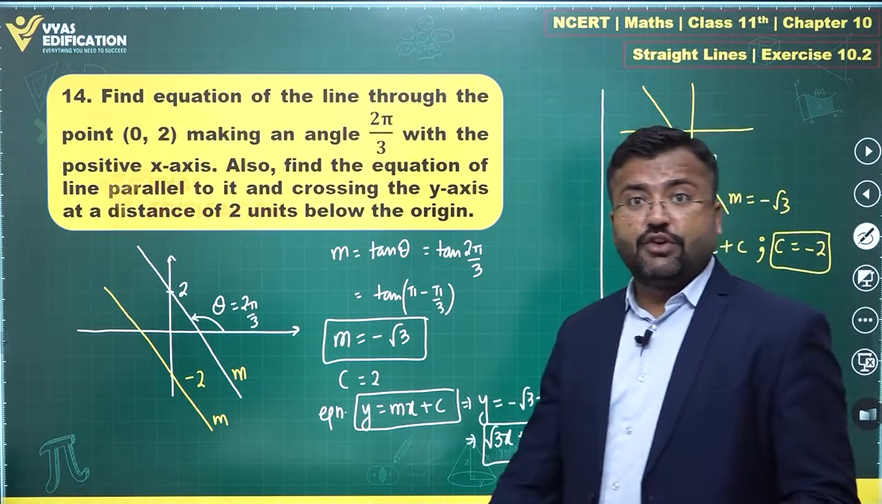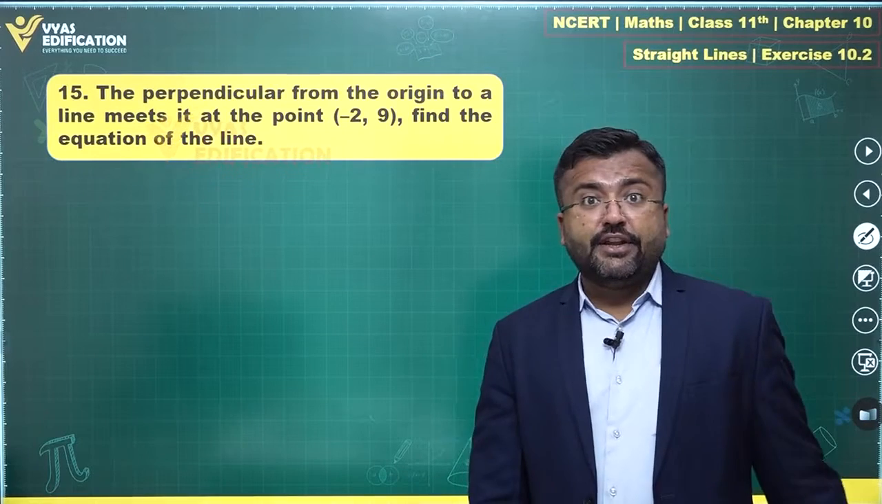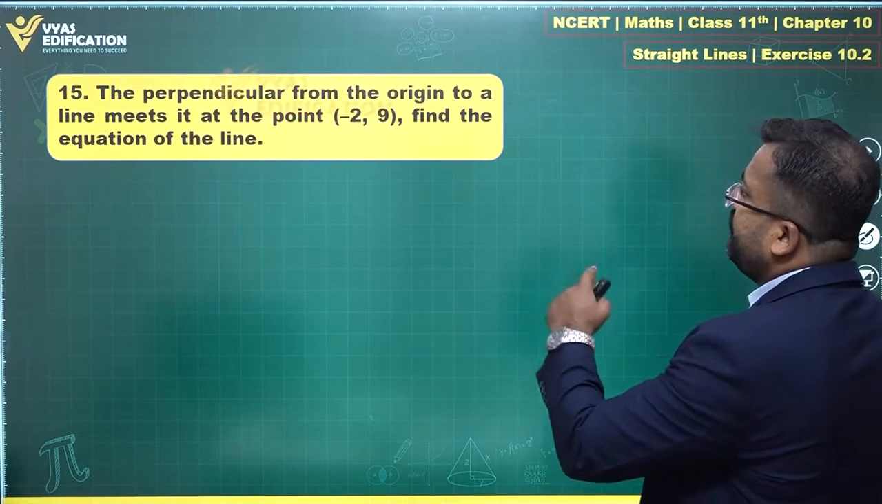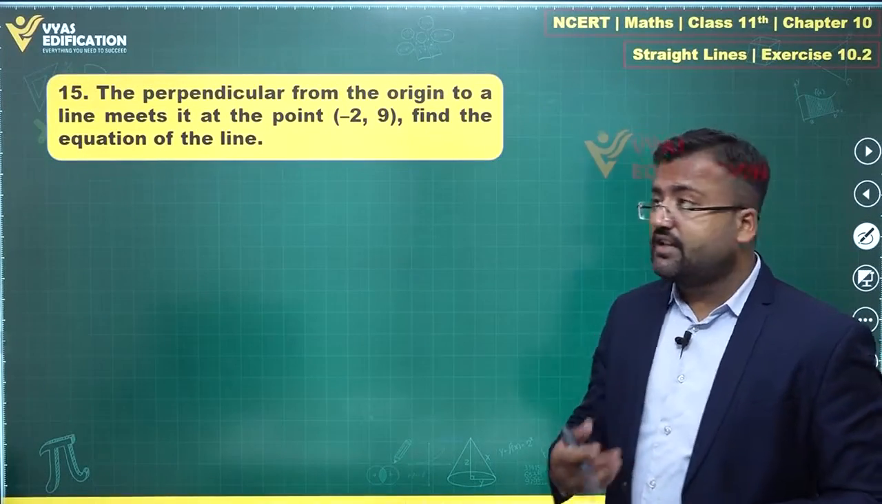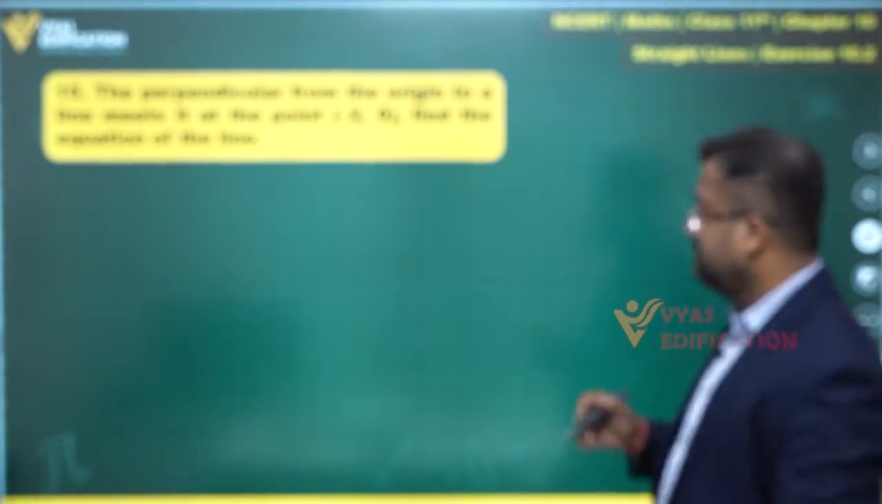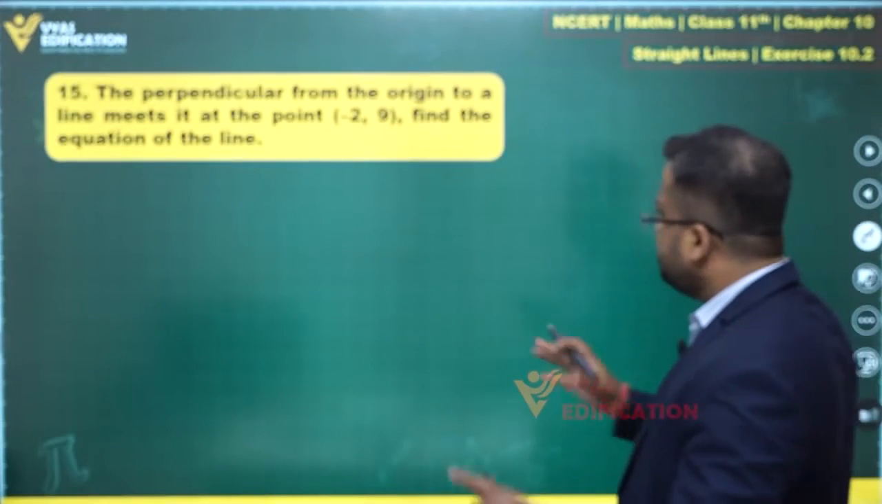This is the 14th question for us. The 15th question says, the perpendicular from the origin to a line meets it at the point minus 2 comma 9. Find the equation of the line. That's the question. Perpendicular from the origin to a line. This is interesting.